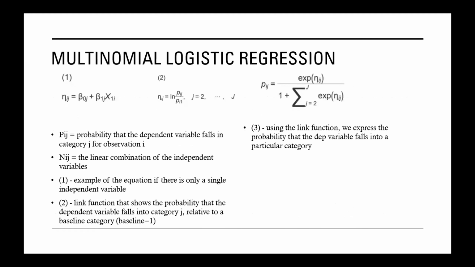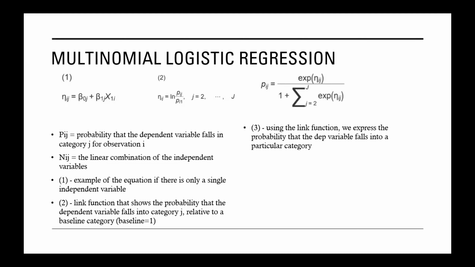To better explain the multinomial logistic regression model and what goes into it, we have these 3 formulas. Pij represents the probability that the dependent variable falls in category J for observation I, and eta ij represents the linear combination of the independent variables. In Formula 1, this is an example of the equation if there is only 1 single independent variable, and I just put it here for simplicity reasons.